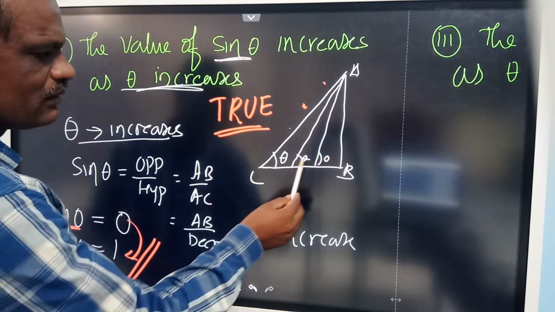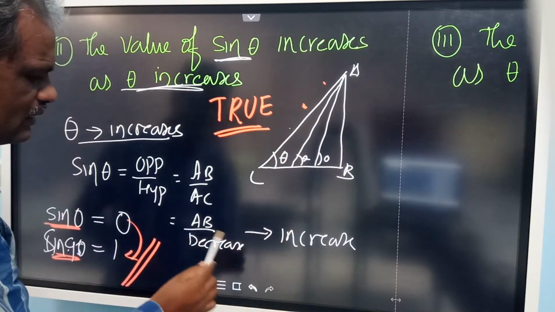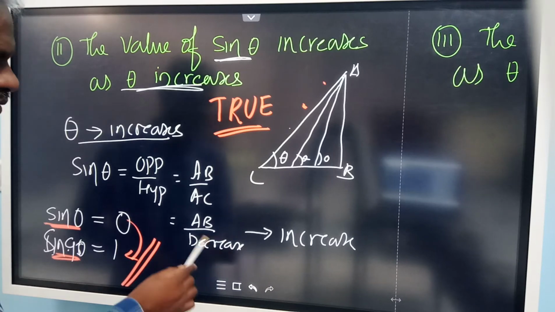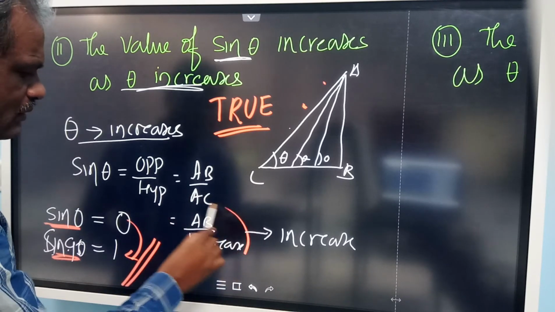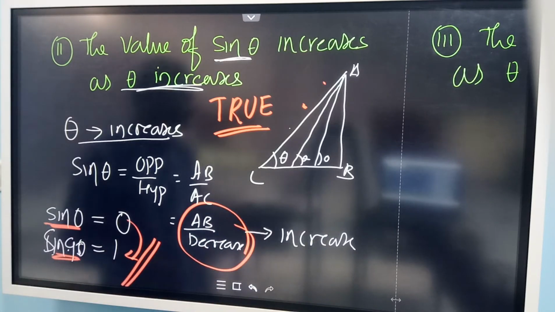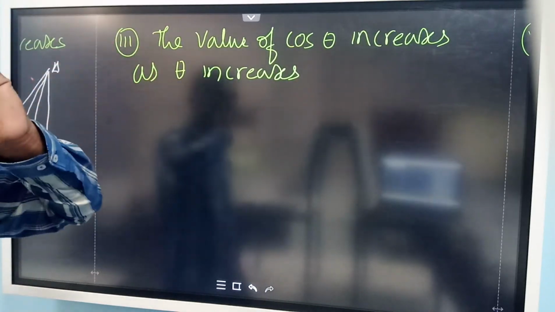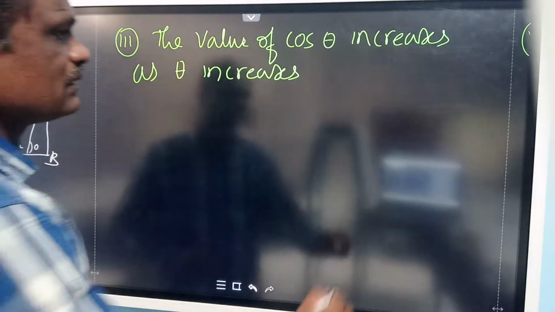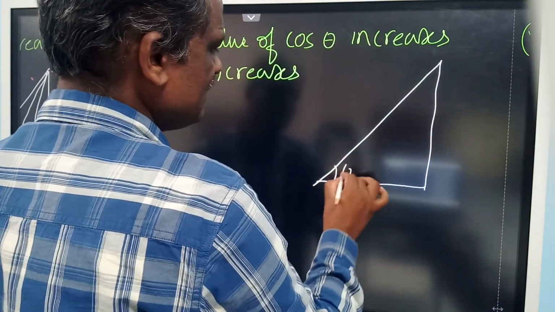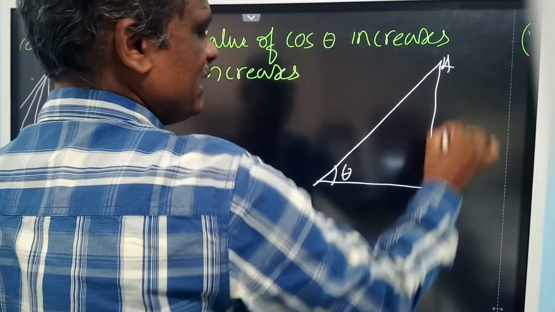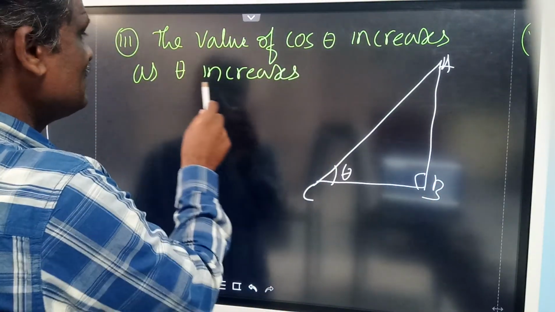Theta is increasing, opposite side over hypotenuse. Hypotenuse is decreasing, denominator is decreasing, which means the value of this fraction increases. So now we will go to the third option: the value of cos theta increases as theta increases. Same way we will take one example here. This is a triangle, this is angle theta. If I take this as ABC, right angled at B.